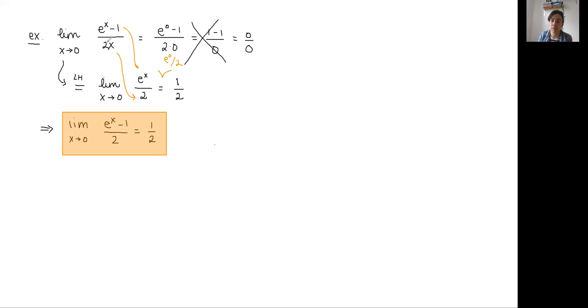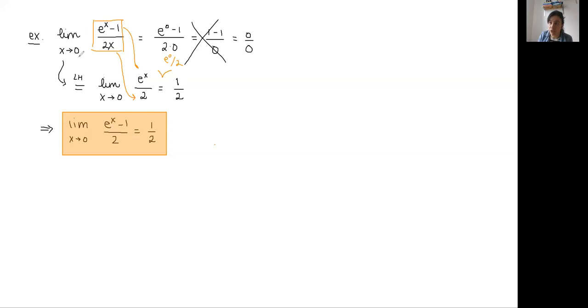That make sense yet? Originally it was e to the x minus 1. But then I found the derivative of the numerator, which is e to the x. I found the derivative of the denominator, which is just 2. And then I plugged it into the new function that I have, which is the derivative of the numerator over the derivative of the denominator. So I started with this limit that I wanted to evaluate. I differentiated the numerator, I differentiated the denominator, and then I plugged into the new limit that I evaluated.